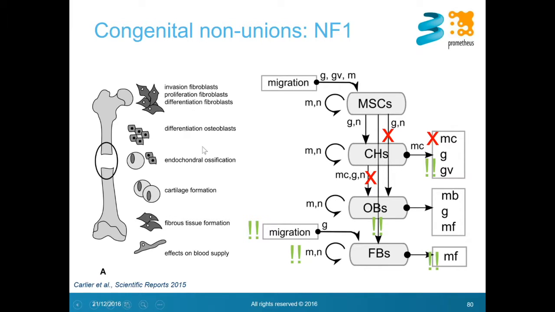For instance, the differentiation of chondrocytes is affected, or this is the arrow for the differentiation of osteoblasts. There is also a problem with the endochondral ossification. That would be this arrow. The fibroblast compartment becomes much more active, which is all the exclamation marks here because they're overactivated. So migration is overactivated, proliferation is overactivated.